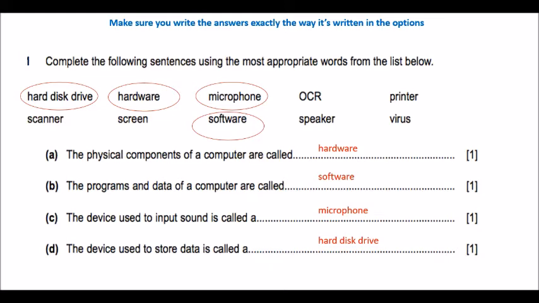Microphone, it has been written for you. You just need to write it in the correct place. Software, it has been written for you. You just need to write it in the correct place. So make sure you take your time and you write the correct answer.